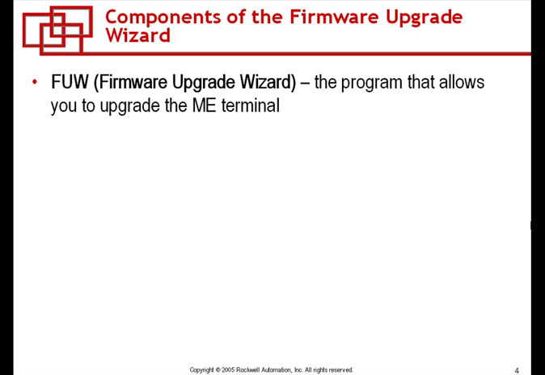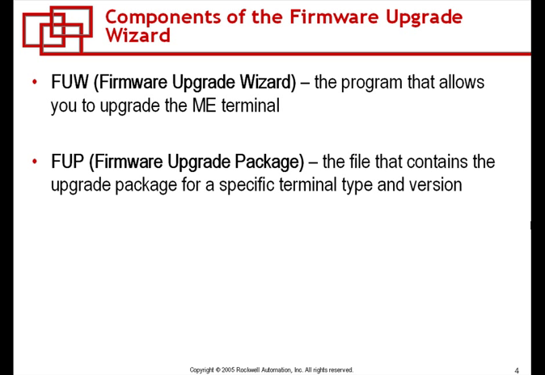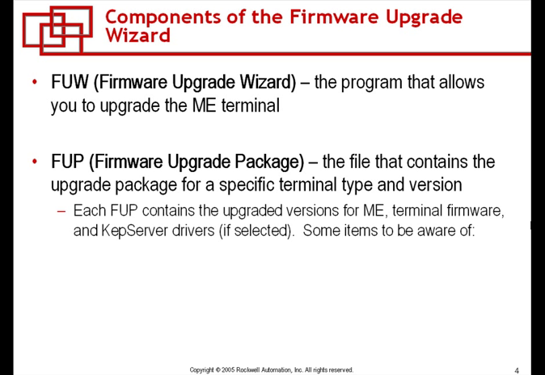The components of the FUW are the FUW, or Firmware Upgrade Wizard itself, which is a software program that allows you to upgrade the Machine Edition terminal. The FUP, or Firmware Upgrade Package, is the file that contains the upgrade package for a specific terminal type and version. Each FUP contains the upgraded versions for ME, terminal firmware, and KEP server drivers, if selected.